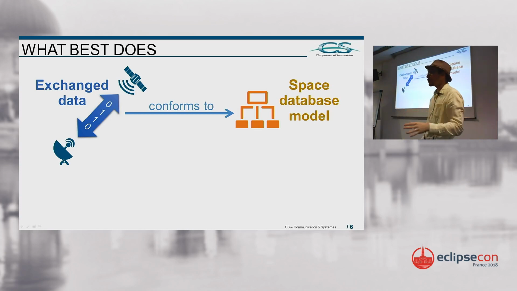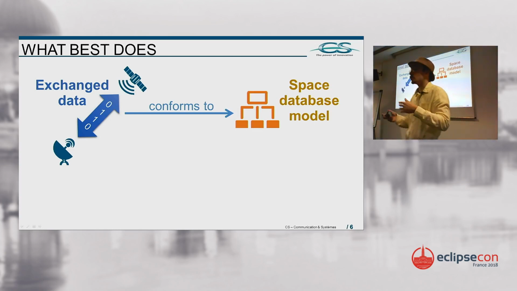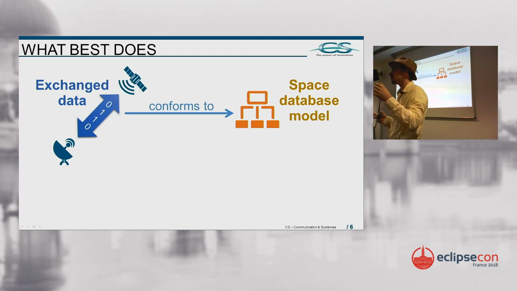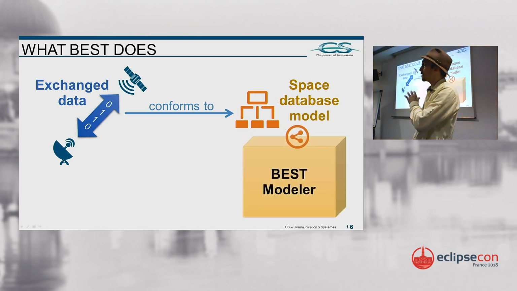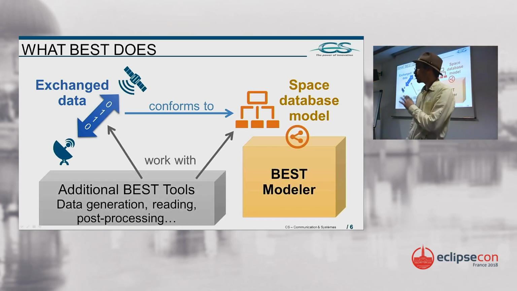It may contain no space-related information, just fields and types, or it may contain additional space information, such as monitoring and so on, so that when a value goes wrong, the operation control is alerted. BEST modeler is aimed to model the space database model. There are other additional BEST tools which use both the data and the space database model, for example for data generation, data processing, and data reading, post-processing, plenty of things.